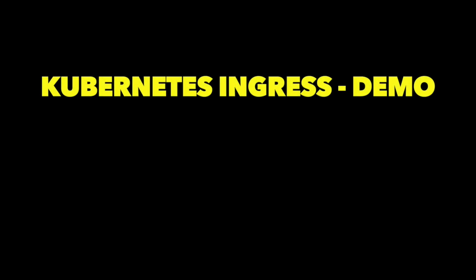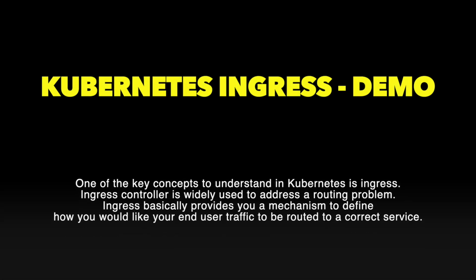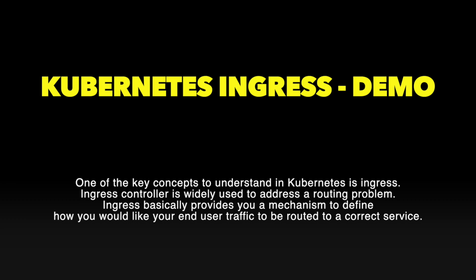One of the key concepts to understand in Kubernetes is Ingress. Ingress controllers are used widely to address a routing problem that basically provides you a mechanism to define how you would like your end user traffic to be routed to a correct service. Well, in this video, I'm going to show you a demo to explain one of the advantages of using Ingress, which will help you to understand this concept a little bit more.